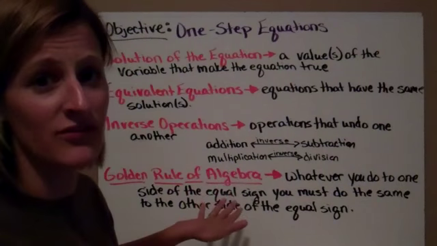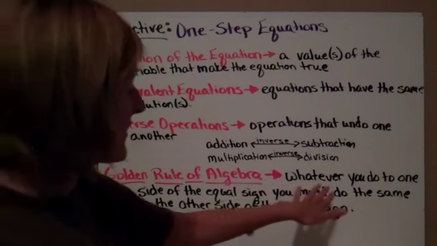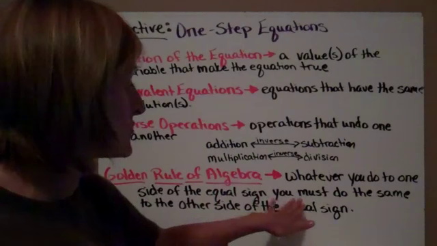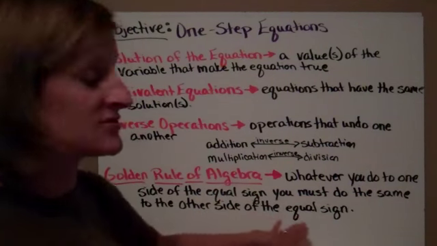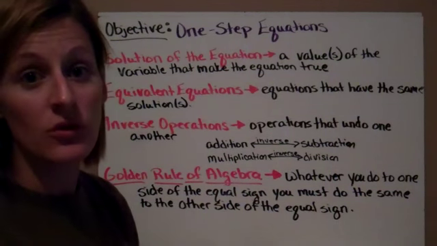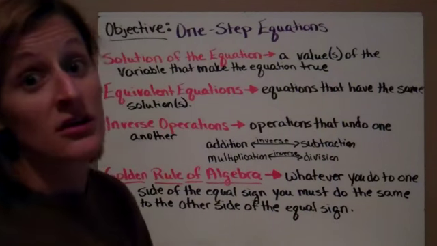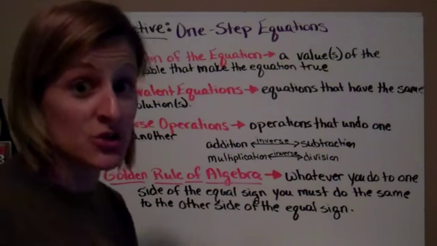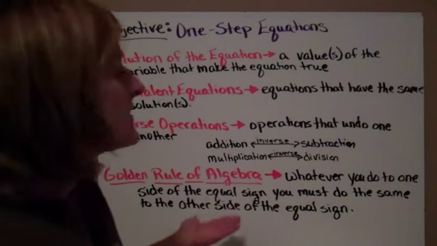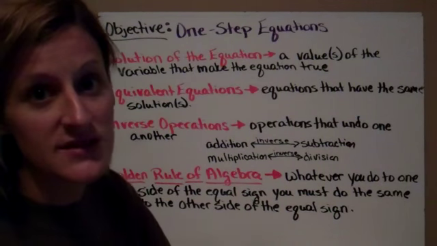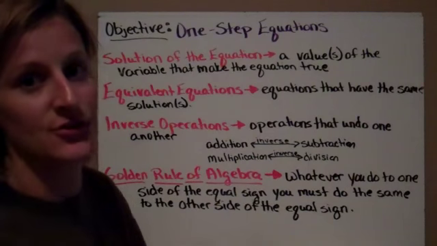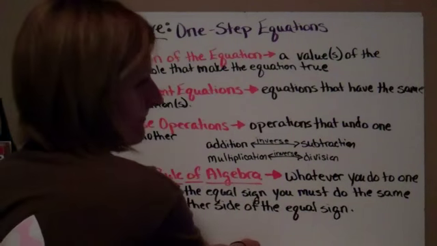Now, the golden rule of algebra, we always call this: whatever you do to one side of the equal sign, you must do to the other side of the equal sign. Kind of like the golden rule of life. What you do to somebody else, or what one does to you, you do upon yourself. This is the same thing. So what we do to one side of the equation, we have to do to the other side of the equation.